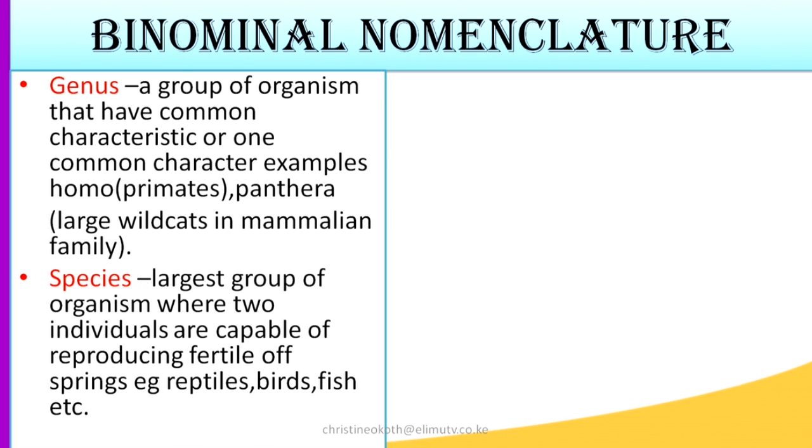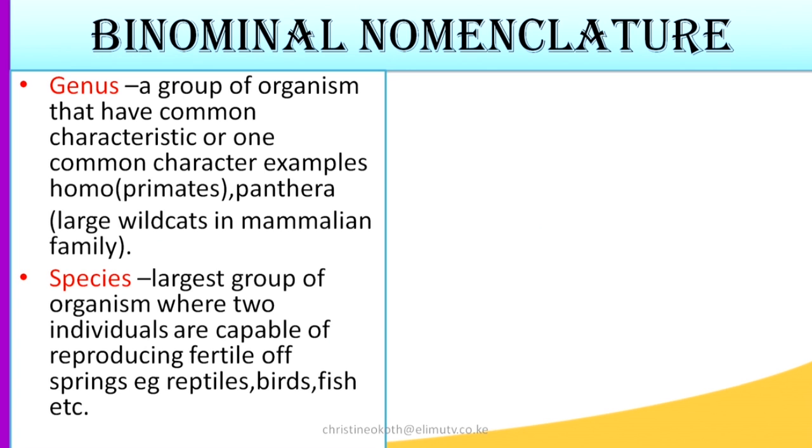So we have defined a genus, then species. Species is the largest group of organisms where 2 individuals are capable of reproducing fertile offspring. For example, the reptiles, the birds, the fish, and etc. So by defining species, there are 2 key points. They can be able to fertilize offspring, and they belong to the largest group of organisms.